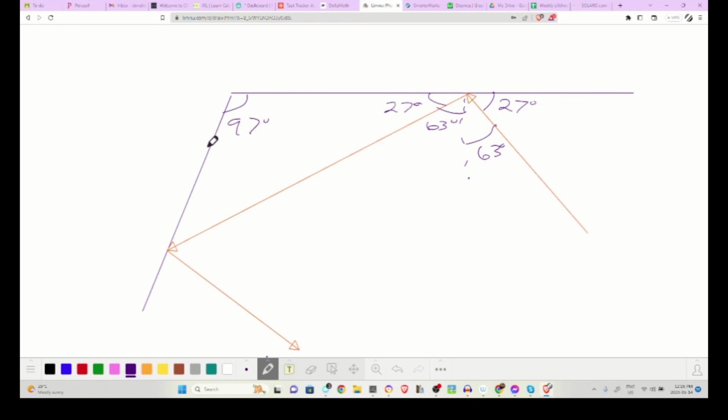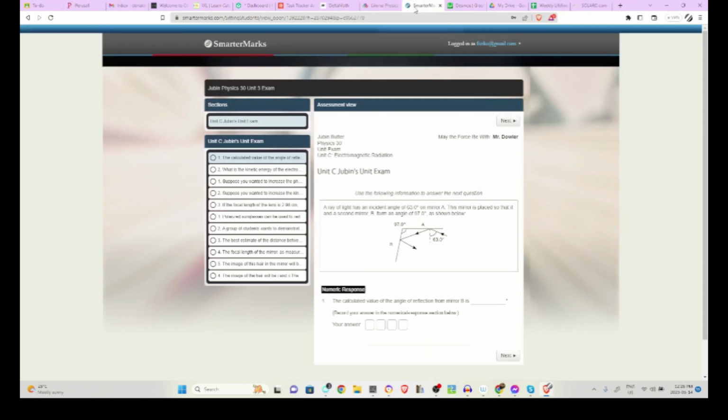So now 27 and 97, those add up to 124. All three angles in this triangle have to add up to 180. So we need a 56 degree angle here. And now that and our angle of reflection add up to 90. So this is a 34 degree angle by the time it's done reflecting. So we put in the 34.